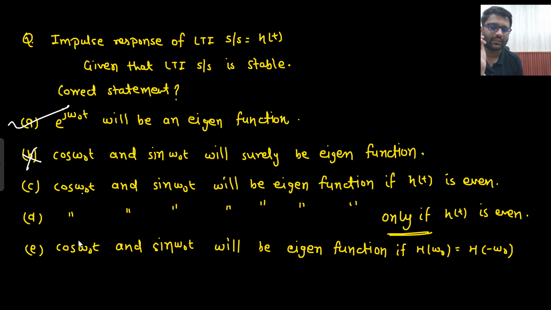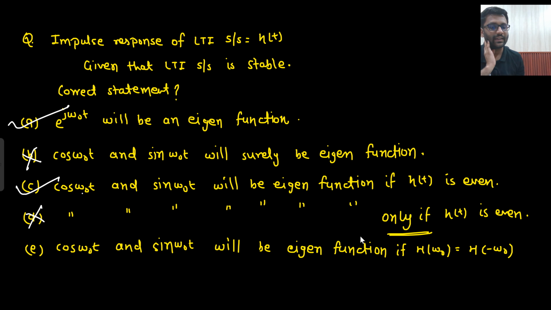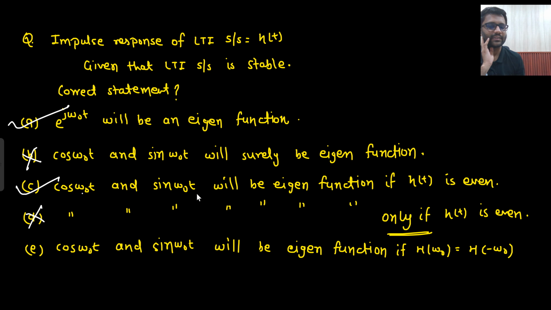So yes, if it is even, then it will do the job. But does it have to be even? No, because I told you one scenario where only at omega naught you need to get the same value. It is not necessary that it has to be even. If someone is saying that at omega naught and minus omega naught the frequency spectrum is throwing the same value, then surely your cos omega naught t and sin omega naught t will be eigenfunctions, otherwise they will not be.